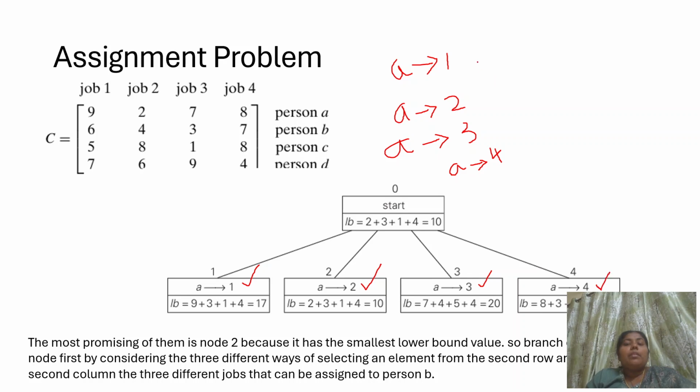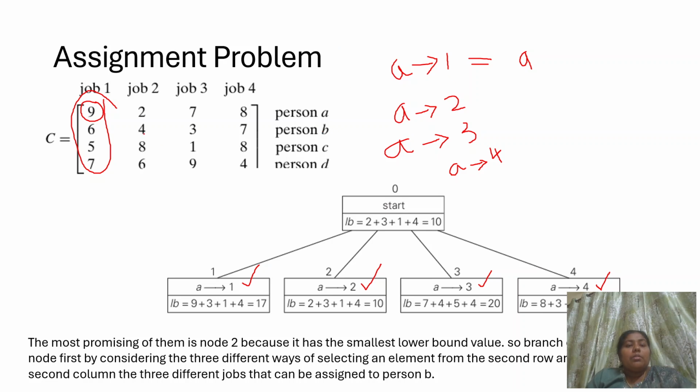And how to find the lower bound here? The first person is assigned to which job? That is job 1. So the cost here is 9. Now in the remaining, we are not able to select any content from this column. Our concept is we have to select the remaining values from the remaining columns.